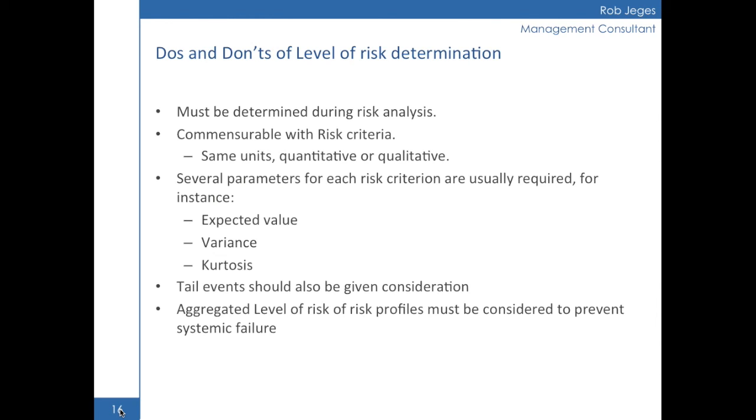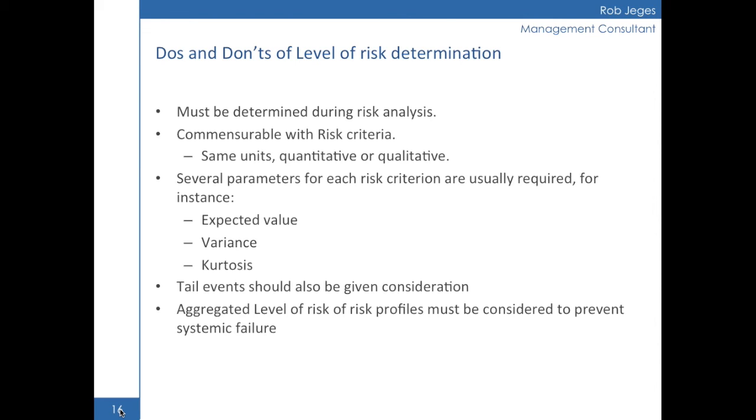Each risk criterion should have its own level of risk, so there may be several. And as we said before, it could include things, for instance, like the expected value, the variance, the shape of the curve, whether it's spread or concentrated, whether it's symmetric or not. All these considerations could be elements to properly determine levels of risk. Another thing that people tend to forget is that the tail events should also be thought about. These are the very unlikely remote events, but you need to give thought to those as well.